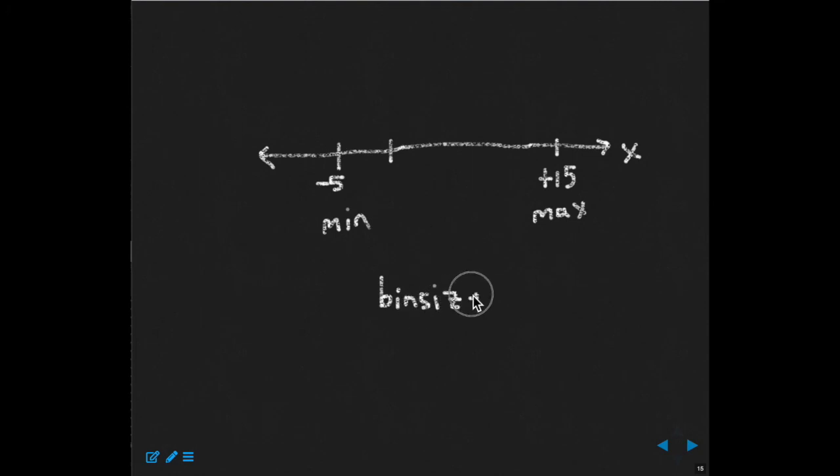So let's start with bin size. As a good first choice, maybe we'll make that 5. That means there'll be a bin from -5 to 0, from 0 to 5, and from 5 to 10. Okay? So we could label this bin 1, bin 2, bin 3, bin 4. So that's the x-axis.